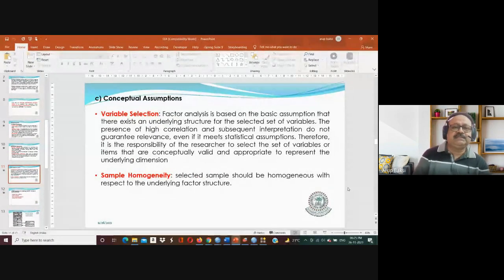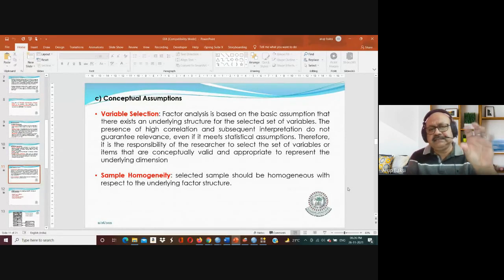Then there are conceptual assumptions in terms of variable selection and sample homogeneity. When it comes to variable selection, factor analysis is based on the basic assumption that there exists an underlying structure for the selected set of variables. So the presence of high correlation and subsequent interpretation do not guarantee relevance, even if it meets the statistical assumptions. It is the researcher's responsibility to select the set of variables or items that are conceptually valid and appropriate to represent the underlying dimension.